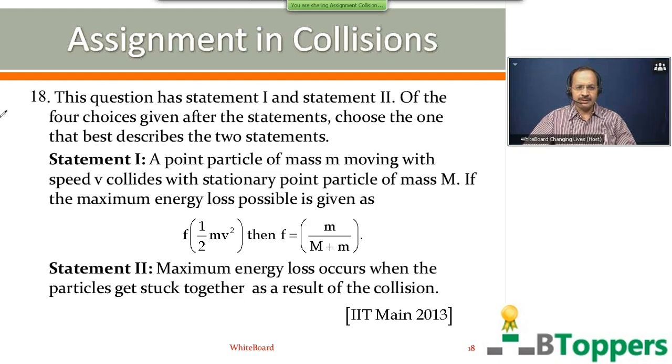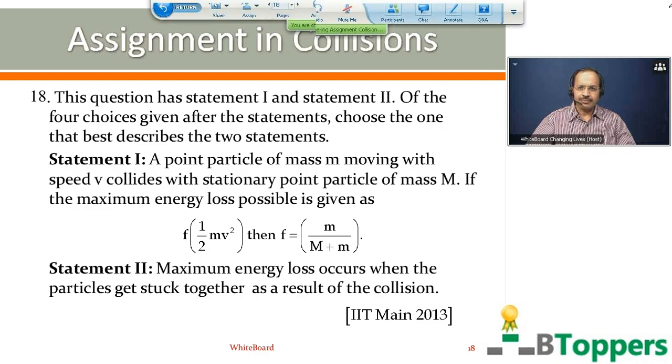In the theory part of one-dimensional inelastic collisions, I discussed that for given initial velocities of the two colliding bodies and for given values of the masses, the maximum possible loss of kinetic energy takes place when the two colliding bodies stick together or move together after collision. Such collisions are said to be completely inelastic. So statement 2 is definitely true, but we have to check statement 1.